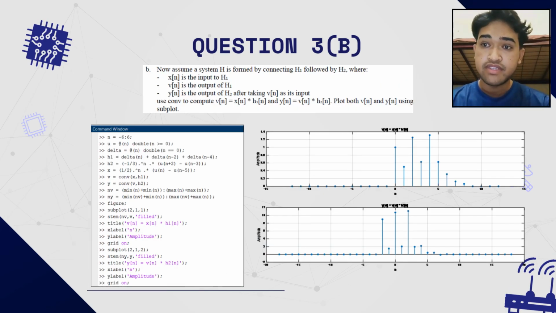In question B, the slide shows the plot of v[n] and y[n]. The convolution operation combines the effect of the input signal and the system response. As a result, the output signal becomes longer with sharper changes.